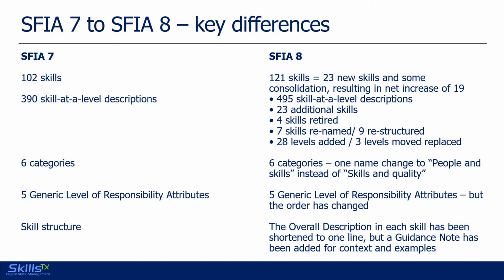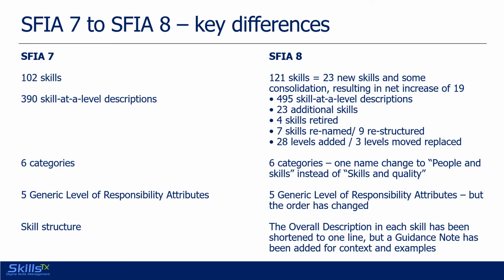We still have 5 levels of responsibility attributes, but the order has changed in the way they're presented. So we still have autonomy, influence, complexity, business skills and knowledge. Knowledge comes last in the order it's printed. That's just a minor change that you'll notice.